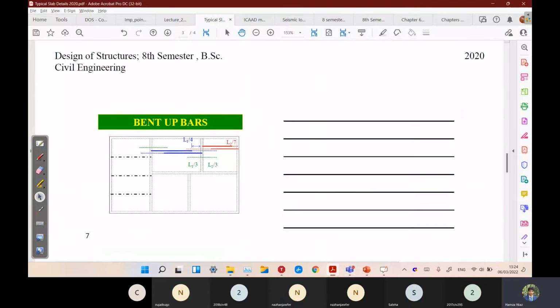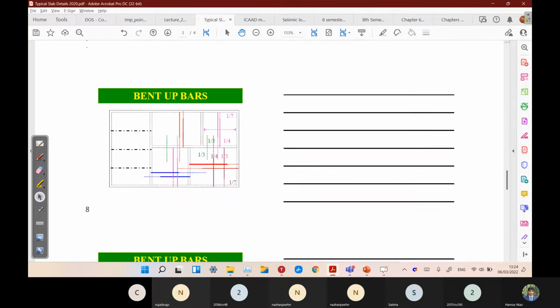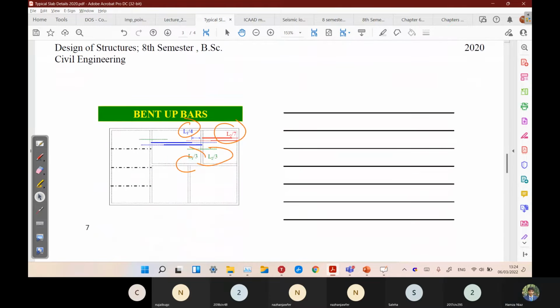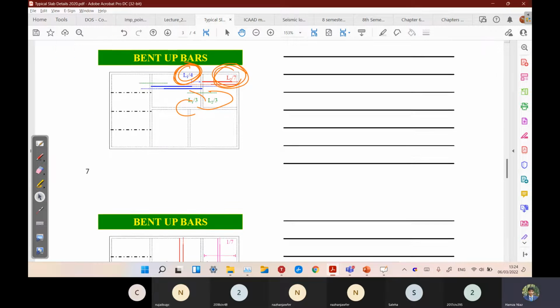So you can see the distance is here, that we are extending the bar at L by 3 distances, and these distances are L by 4 and L by 7. The bent up distances. If the bar is being bent up over internal support, the distance we would use as L by 4. If it is bent up at external support, the distance we would be using as L by 7. Just we have to memorize this.